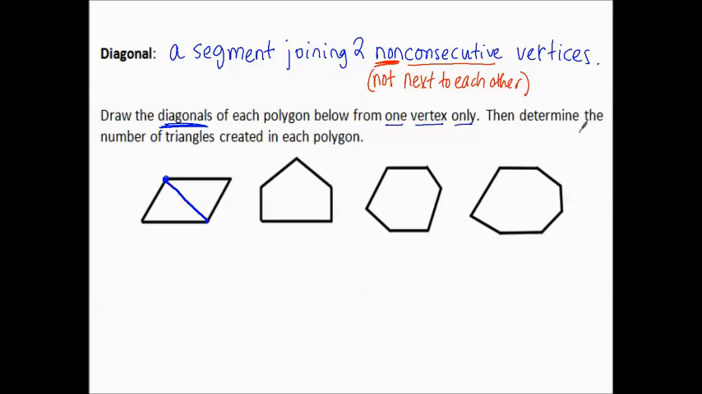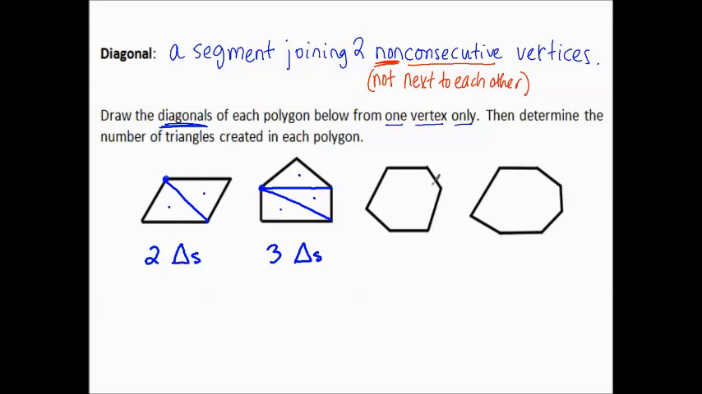Then we determine the number of triangles created in each polygon. I see a triangle here, that's one. I see a triangle here, that's two. So this picture has two triangles. In this polygon, I will pick one vertex. I do not trace to here because that's a consecutive vertex. A diagonal goes to a non-consecutive vertex. Here's another non-consecutive vertex. Those are the only diagonals I can draw. I've created 1, 2, 3 triangles. Why am I asking how many triangles? Because we know more at this point about triangles than we do about other polygons.